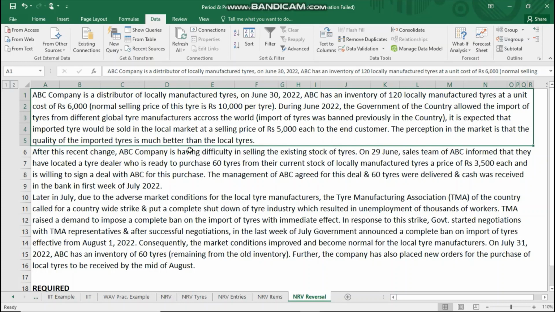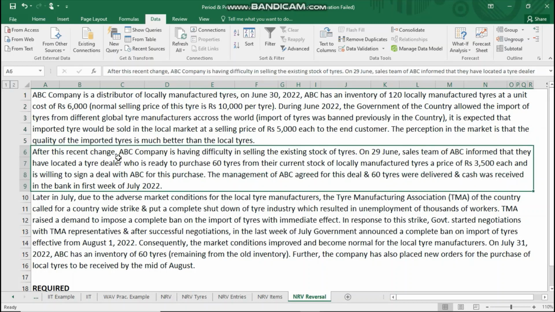The perception in the market is that the quality of imported tires is much better than the local tires, and after this change, ABC company is having difficulty. Definitely they will have difficulty in selling the stock. Their sales team must be struggling, and they identified another dealer who can purchase 60 tires at a price of 3,500. I am assuming that this 3,500 is the estimated selling price, and this will be the net realizable value of the inventory as of 30th June.